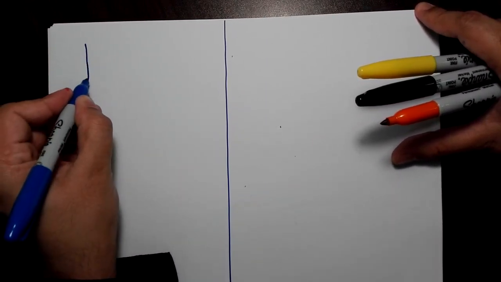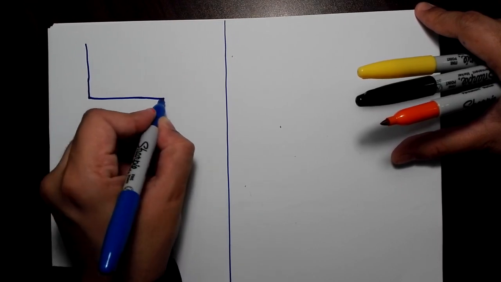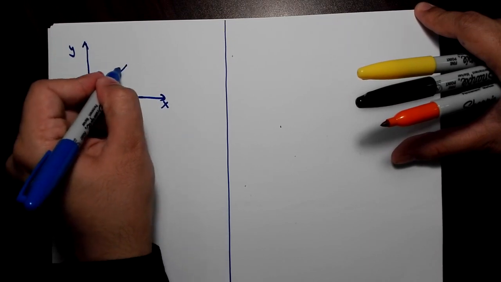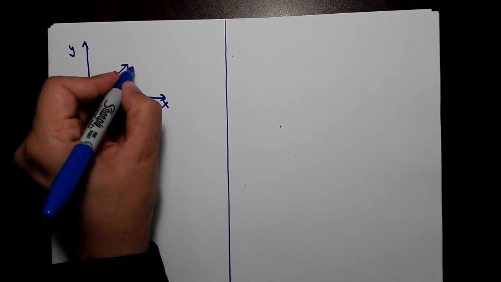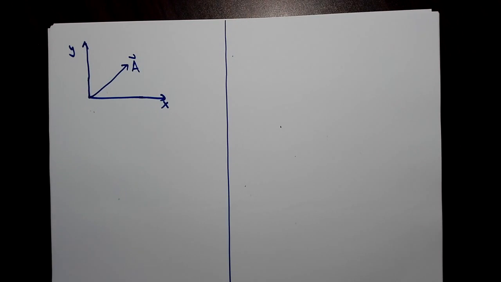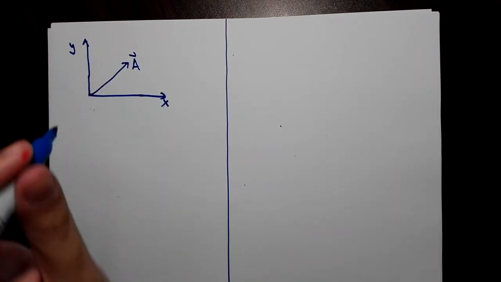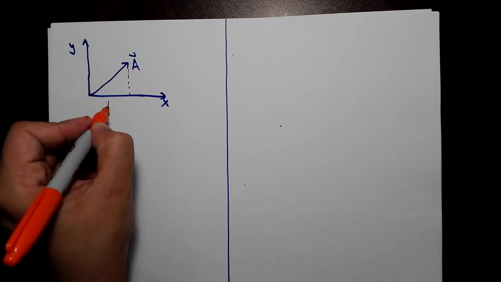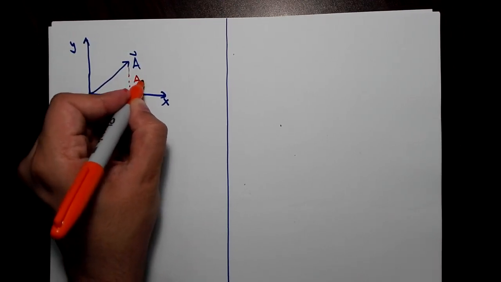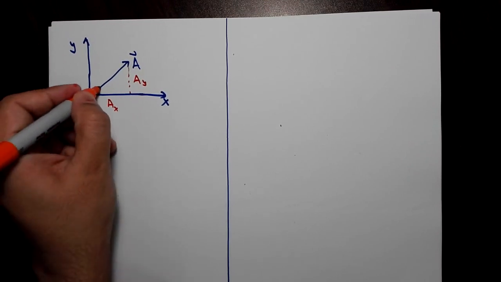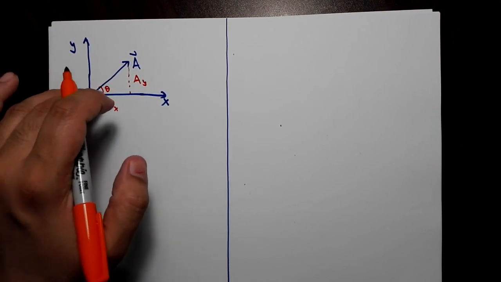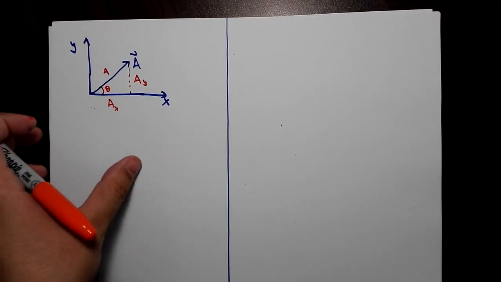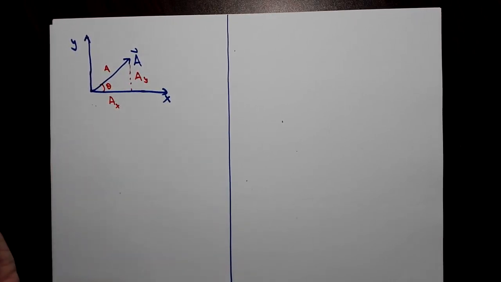So let's say that you're in 2D, so this is your x-axis, this is your y-axis, right? Now let's say that you have a vector A. Let's call this component AX. So this is your projection on the x-axis, this is AY, and this angle is theta. So how is this angle connected with these two or the magnitude? They're connected through the trigonometric functions.